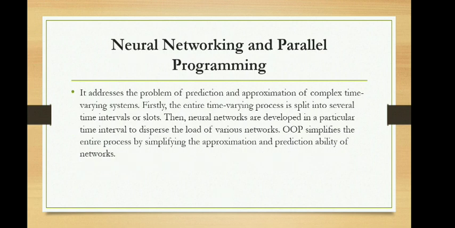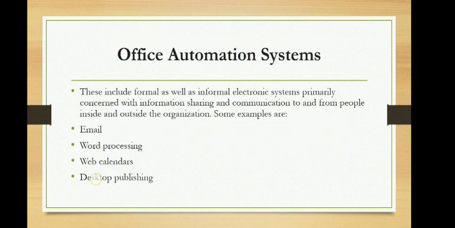Next is neural networking and parallel programming. It addresses the problem of prediction and approximation of complex time-varying systems. Firstly, the entire time-varying process is split into several time intervals or slots. Then, neural networks are developed in a particular time interval to disperse the load of various networks. OOP simplifies the entire process by simplifying the approximation and prediction ability of networks.